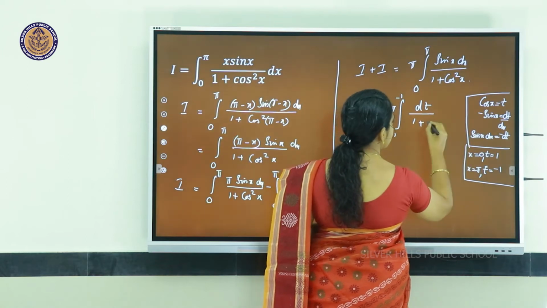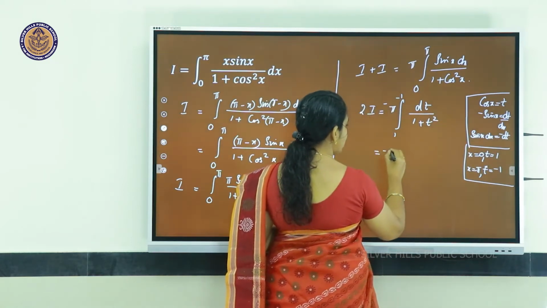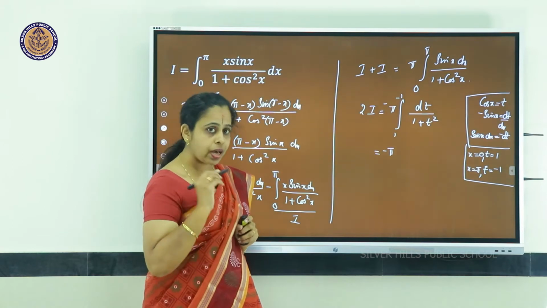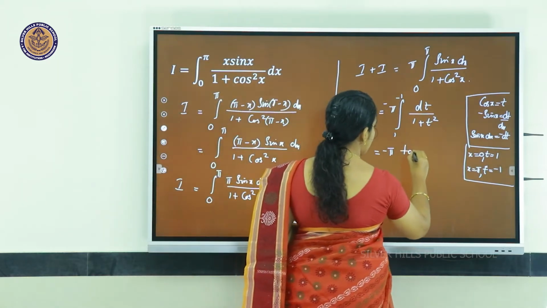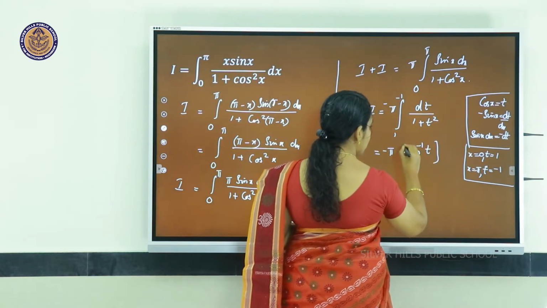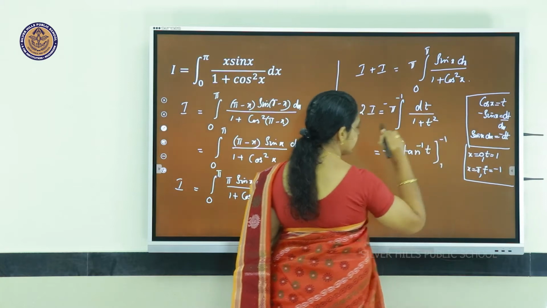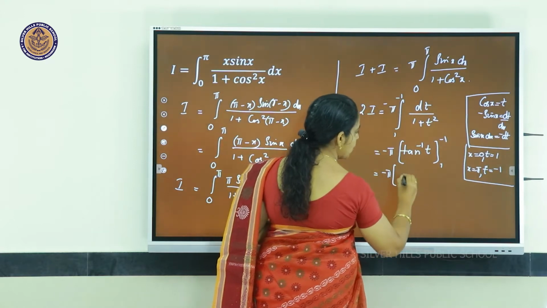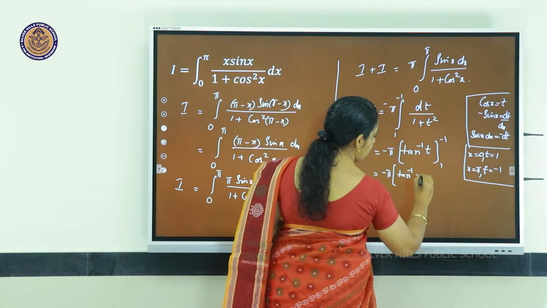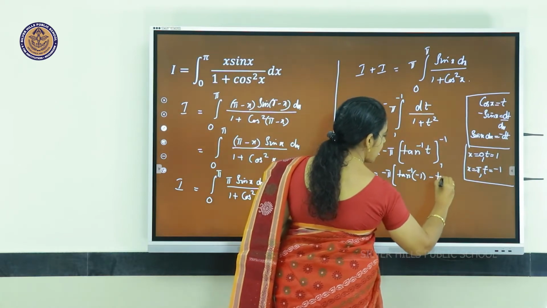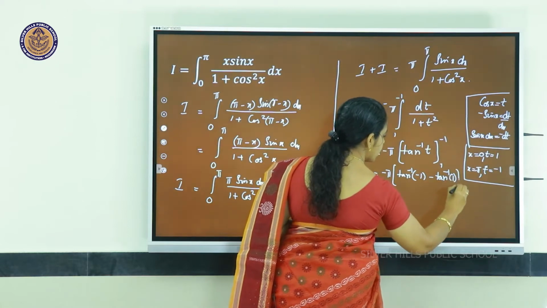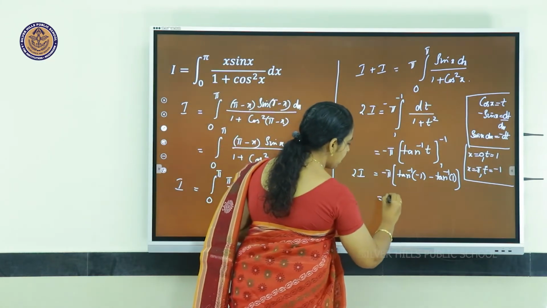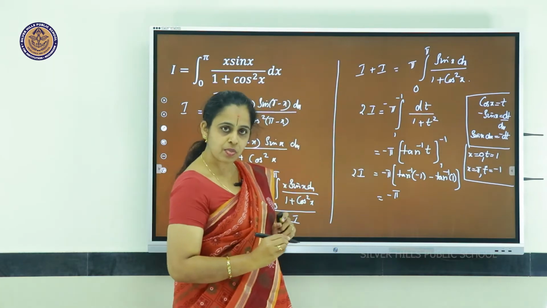1 plus t square equal to minus pi into, what is dt by 1 plus t square? It is tan inverse t. So, tan inverse of t under the limits 1 to minus 1. So, we can apply minus pi into tan inverse of minus 1 minus tan inverse of 1.